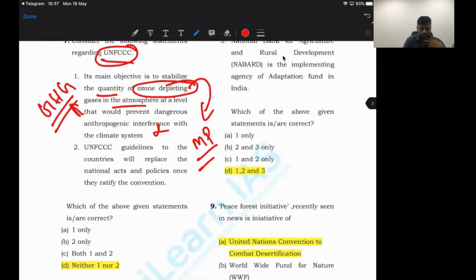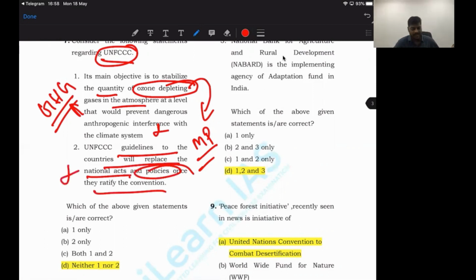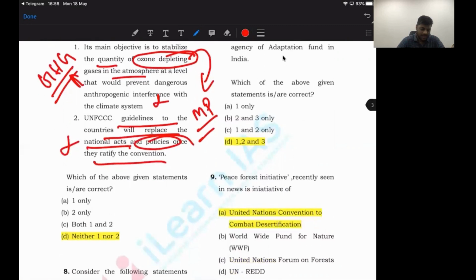Then, UNFCCC guidelines to the countries will replace the national acts and policies once they ratify the convention, which is again wrong. Why? These international conventions and their policies will only complement national initiatives and national legislation. Ratifying these guidelines doesn't mean they will replace them. So for the seventh one, neither 1 nor 2 is the answer.